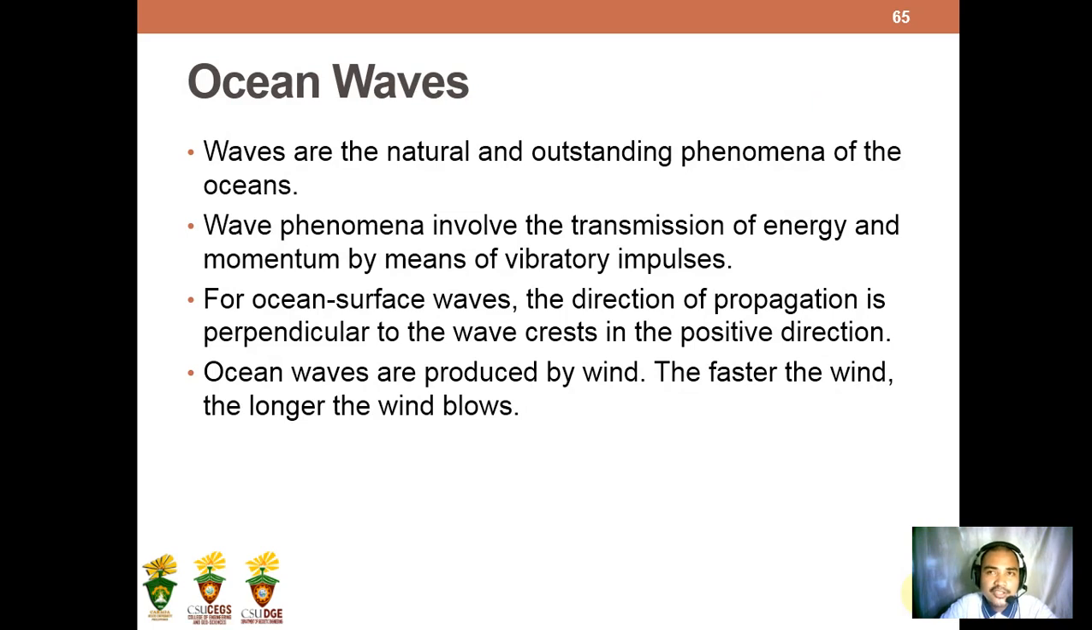So our question is, why are there ocean waves? Why are there waves in the oceans? We will answer that later on, what their causes are. So wave phenomena involve the transmission of energy and momentum by means of vibratory impulses. For ocean surface waves, the direction of propagation is perpendicular to the wave crest in a positive direction. Later we will discuss what the wave crest is, as well as what we call the wave trough, later in our slides.